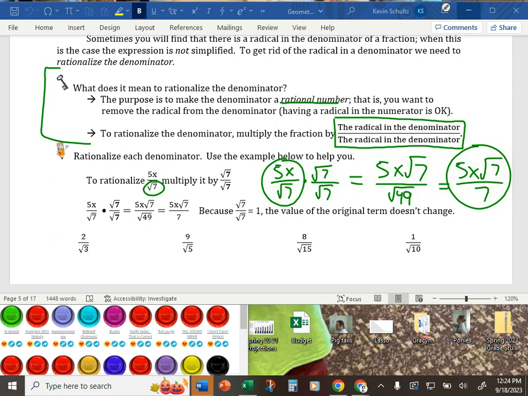Okay, so multiplying by root 7 over root 7, what am I really multiplying by? 1. This is a really fancy version of 1, right? Anything divided by itself equals 1. And when you multiply something by 1, we know the value doesn't change. So we are guaranteed, Sam, not to change the value of this, because really what we're multiplying by is just 1. But the fact that we're multiplying by root 7 in the denominator gives us that perfect square.